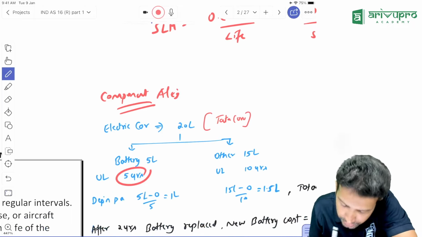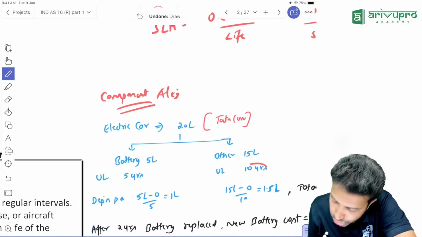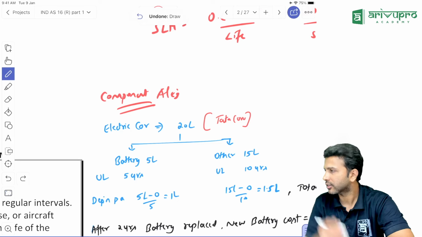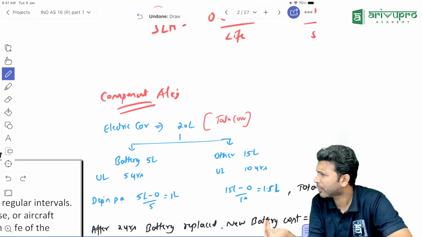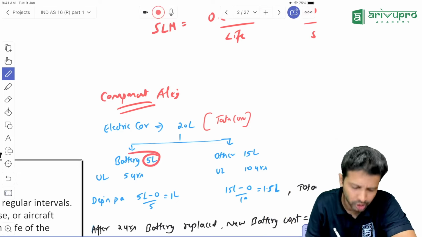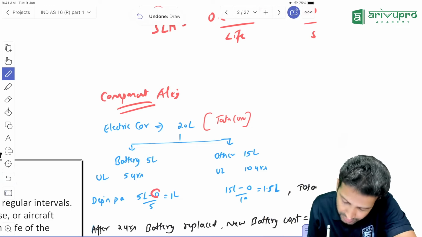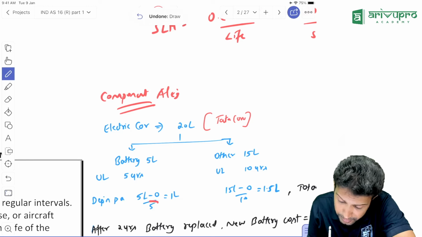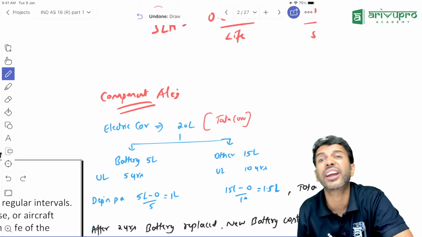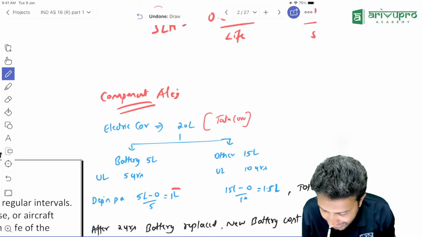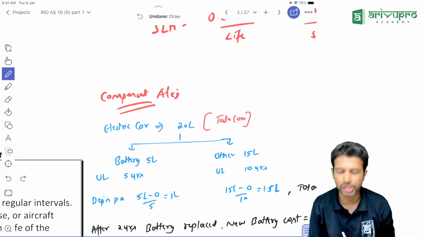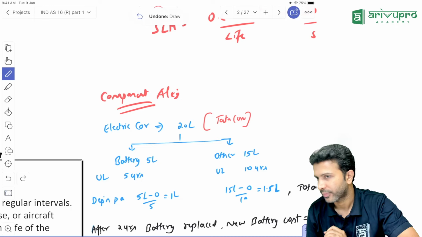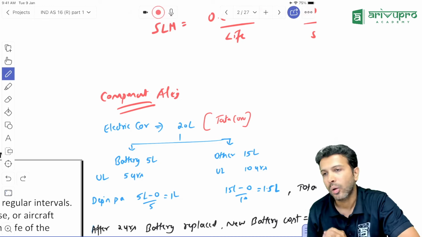What is the useful life of the battery? 5 years. Useful life of the other parts? 10 years. Now calculate depreciation separately. What is the original cost of the battery? 5 lakh. Residual value expected? 0. Divided by useful life, don't take it as 10, take it as only 5 years. That means the battery will be depreciated every year by how much? 1 lakh rupees. Every year you will depreciate the battery by 1 lakh rupees.